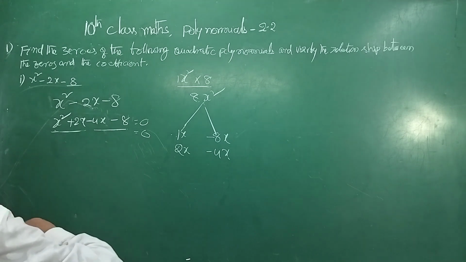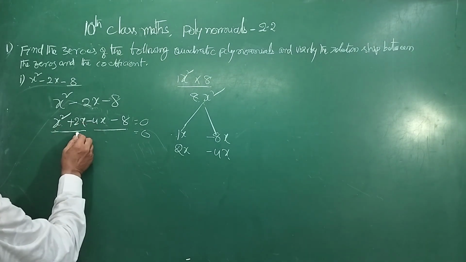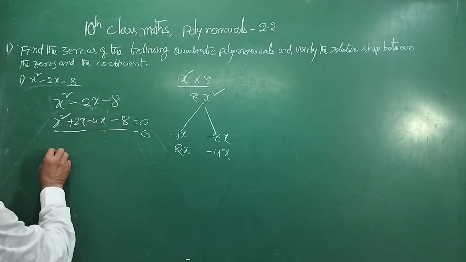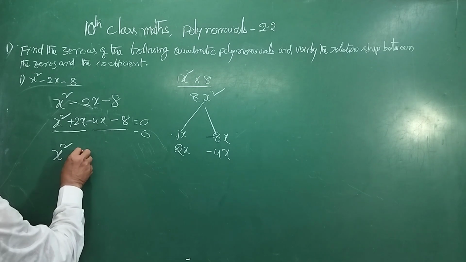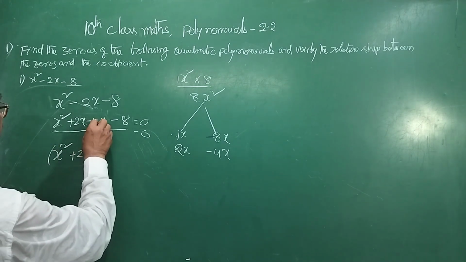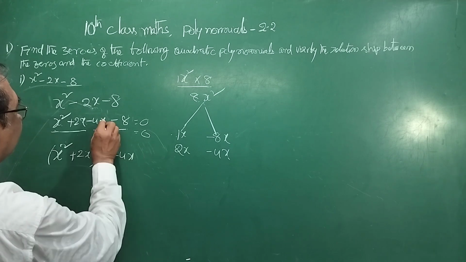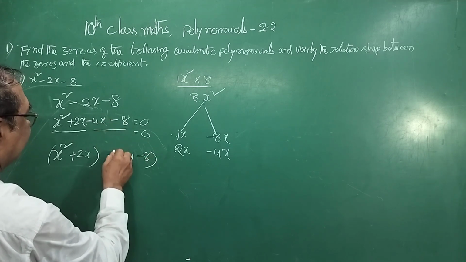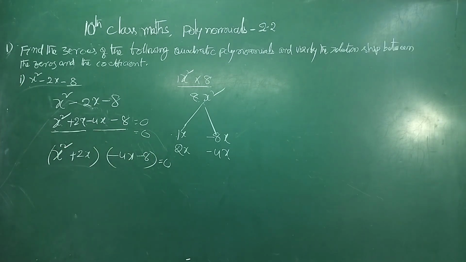Like that we are grouping it, two to one group, two to one group. Let us group it. Yes, x square plus 2x is one group, and the other group is minus 4x minus 8, equal to 0. Are you able to understand?